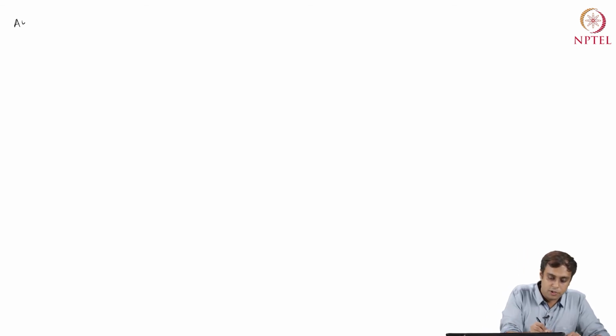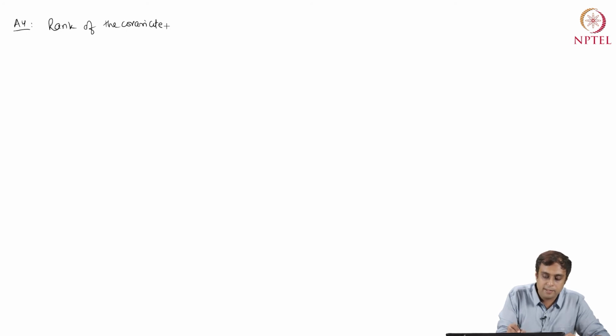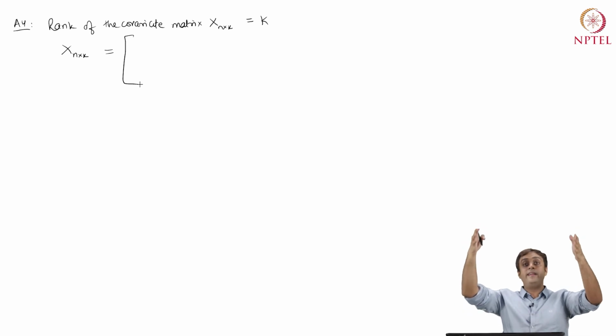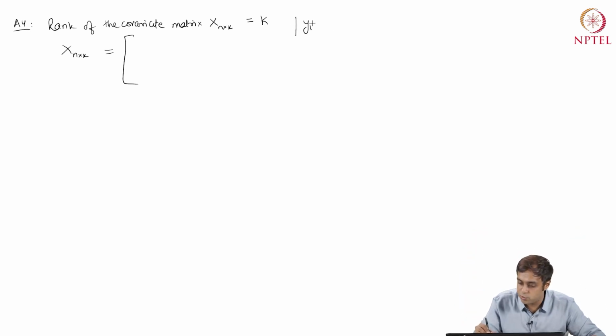Okay, assumption 4 means the rank of the covariate matrix X, which is, let's say, an n by k matrix, is equal to k. What is this n by k matrix X? Well, you can think of this as the x vectors arranged in columns. So my regression equation is yi equals beta 0 plus beta 1 x1i, beta 2 x2i, all the way to beta k xki plus ui. Now i goes from 1 to n.